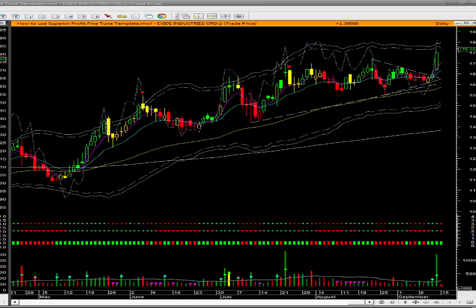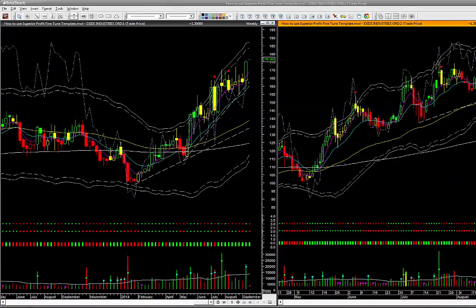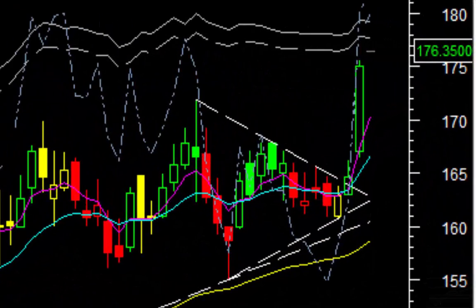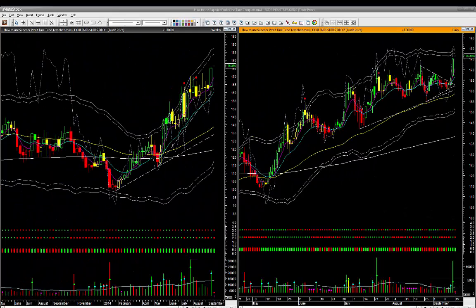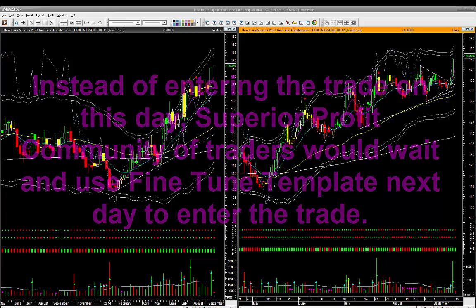What about weekly chart? On weekly, we had green traffic light candle. That was clear go with flow long setup, except the little hesitation that we might have from the upper tail in the daily candle. You could take a chance to enter the trade on this day itself. However, our Superior Profit traders have access to Fine-Tune, and they would wait and use Fine-Tune on the next day to enter the trade. Here is how.